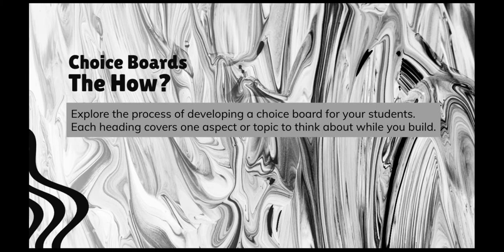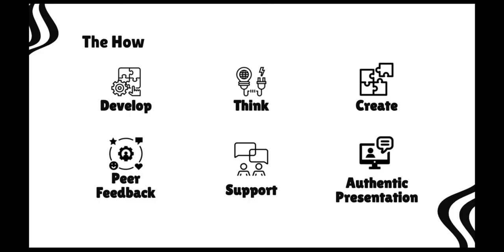The how. Explore the process of developing a choice board for your students. Each heading covers one aspect or topic to think about while you build. Each of these is hyperlinked to the next slide: develop, think, create, peer feedback, support, and authentic presentation. If you hit this hyperlink, it'll spell out what you're going to think about as you develop it. And yeah, let's just run through it.